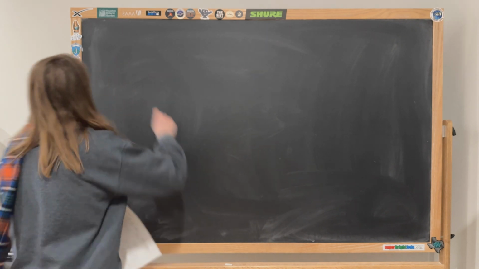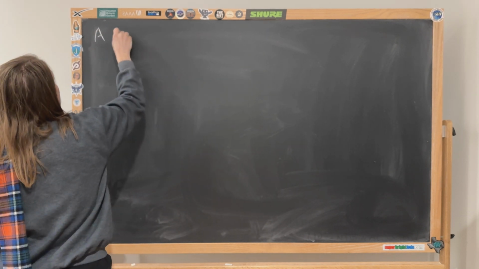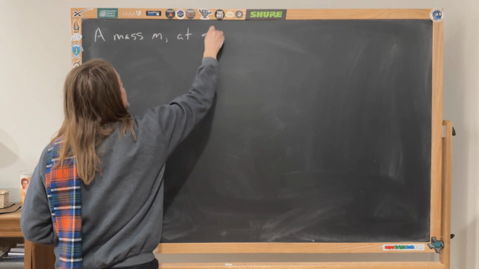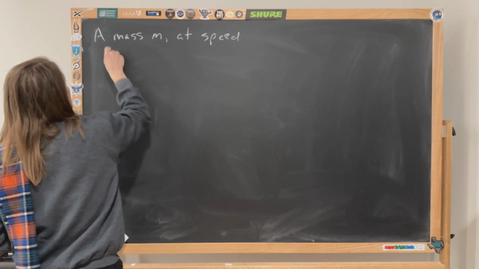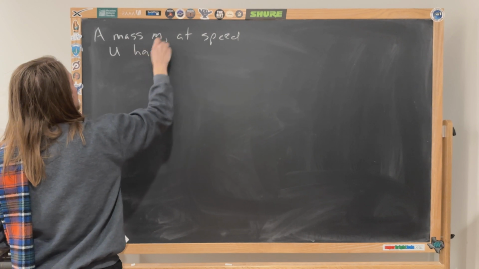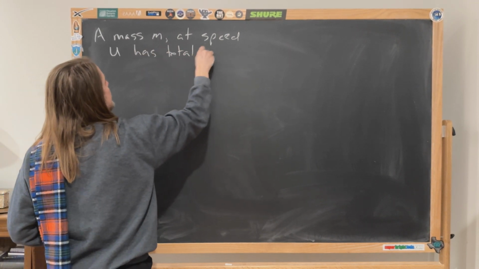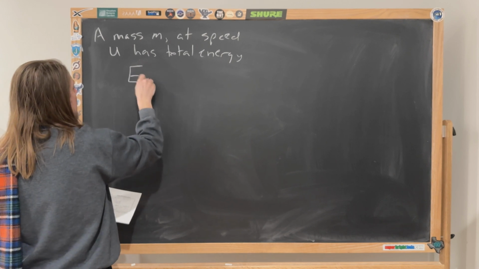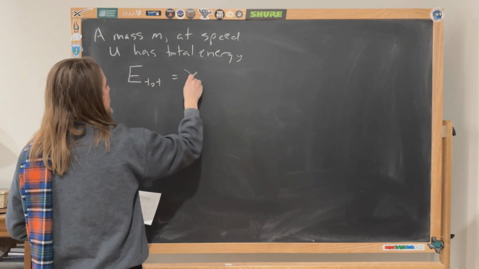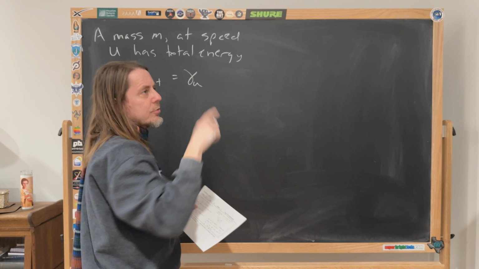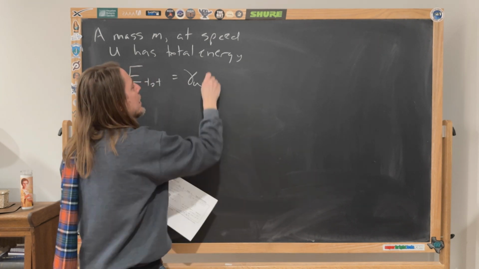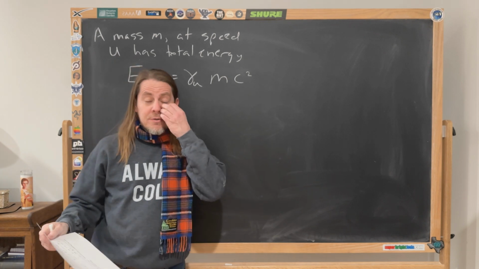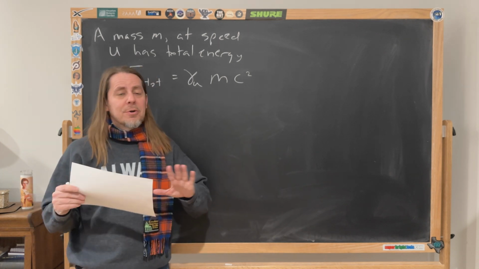Okay, so what we have is a particle or any mass m at speed or velocity u has total energy E total equals gamma u, so 1 over the square root of 1 minus u squared over c squared, times mc squared. So many implications of this. We're going to talk about a lot of them. We're going to show you how to use it for problems.